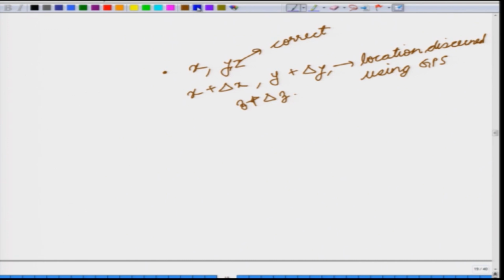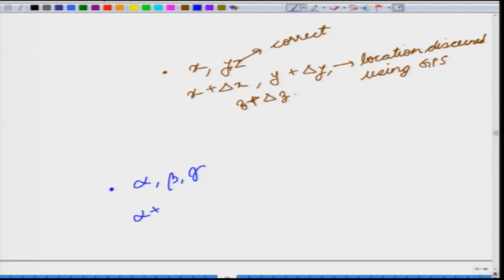But then to reduce the error, what you can do is take another location, and suppose here your coordinates were alpha, beta and gamma, and when you are using your GPS, the error is coming to be the same in both.